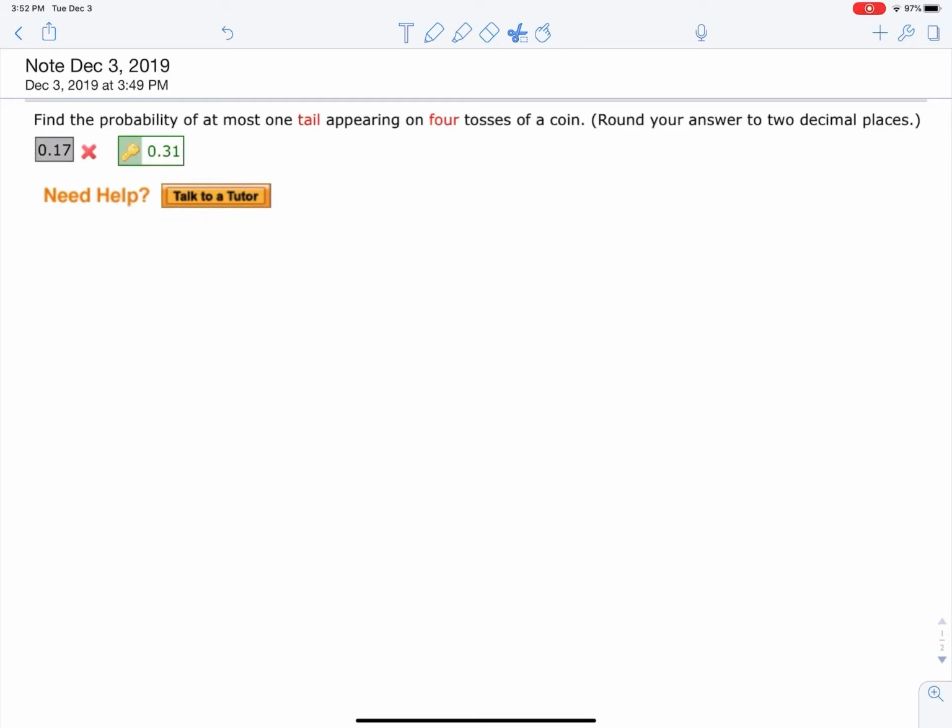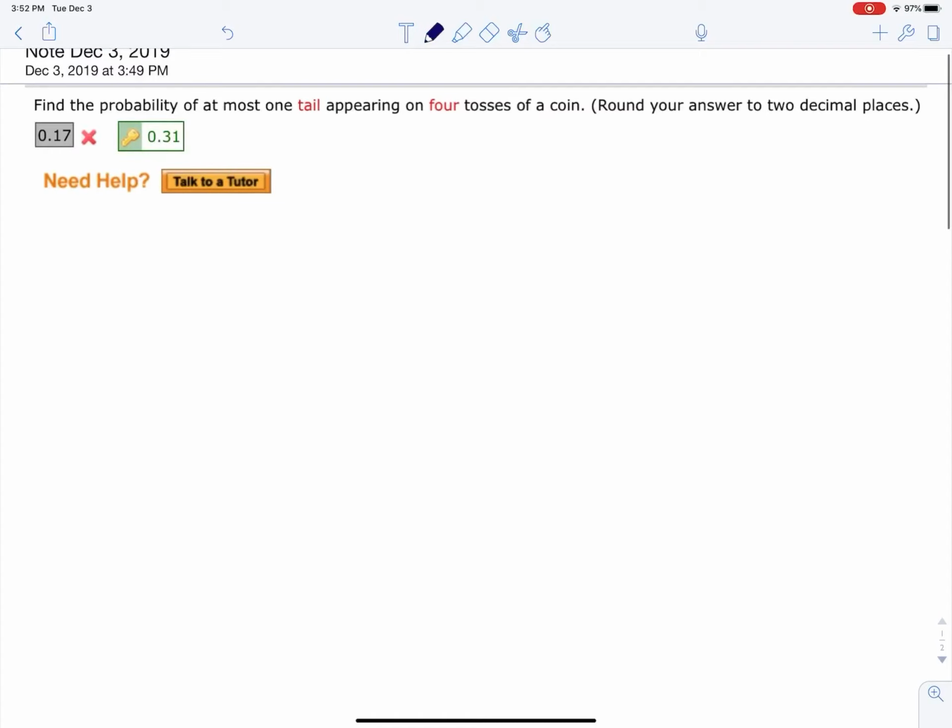Alright, so find the probability of at most one tail appearing on 4 tosses of a coin. Let's see how we do this. Well, if you toss the coin 4 times, you can get either 0, 1, 2, 3, or 4.